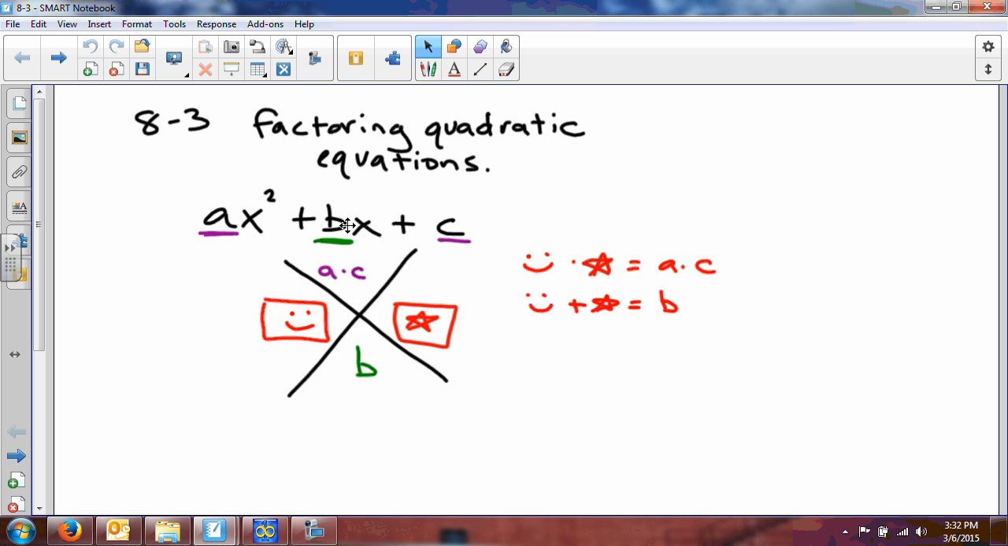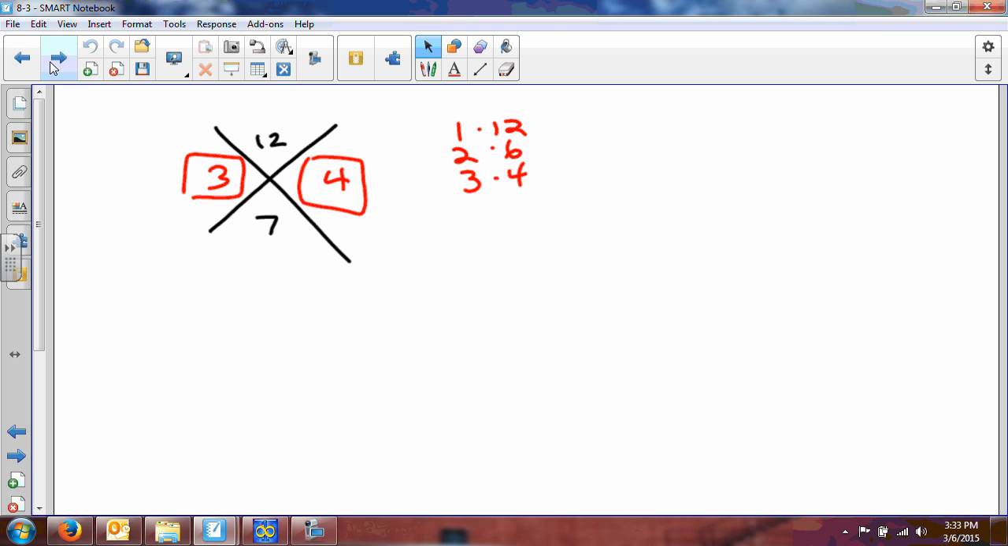We had ax squared plus bx plus c, and a times c gave us our top number, and b gave us our bottom number. And for lack of better terms, our two numbers here, my smiley face and my star, had to have two qualities. First of all, they had to multiply to get my top number, my a times c. And then when you added them together, they're supposed to get the bottom. So here comes a couple examples.